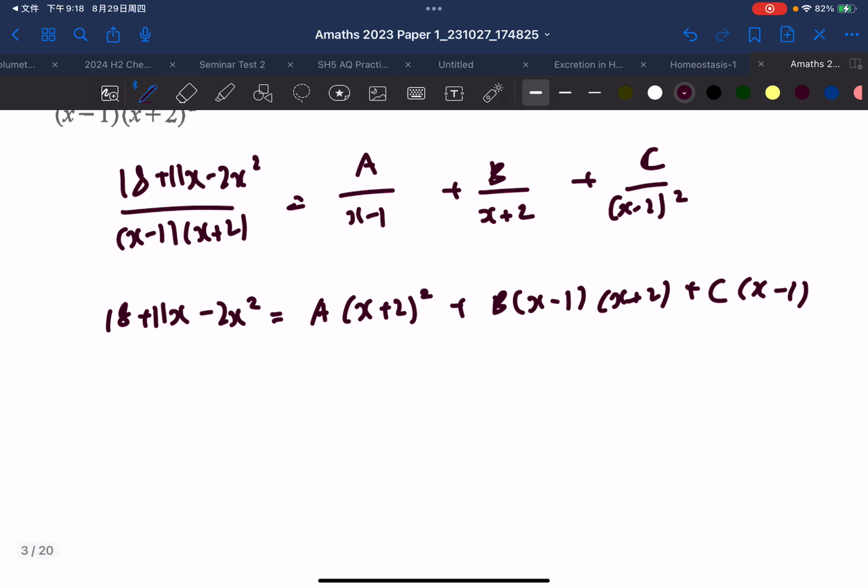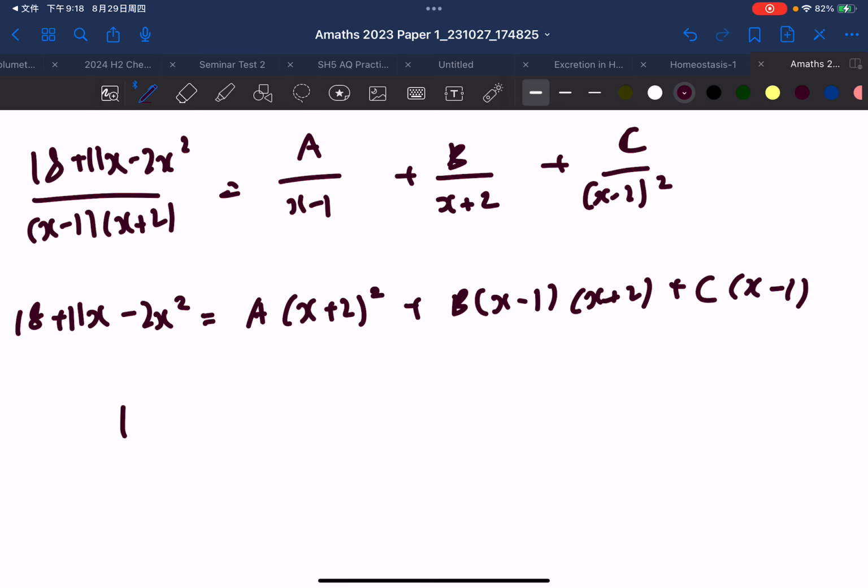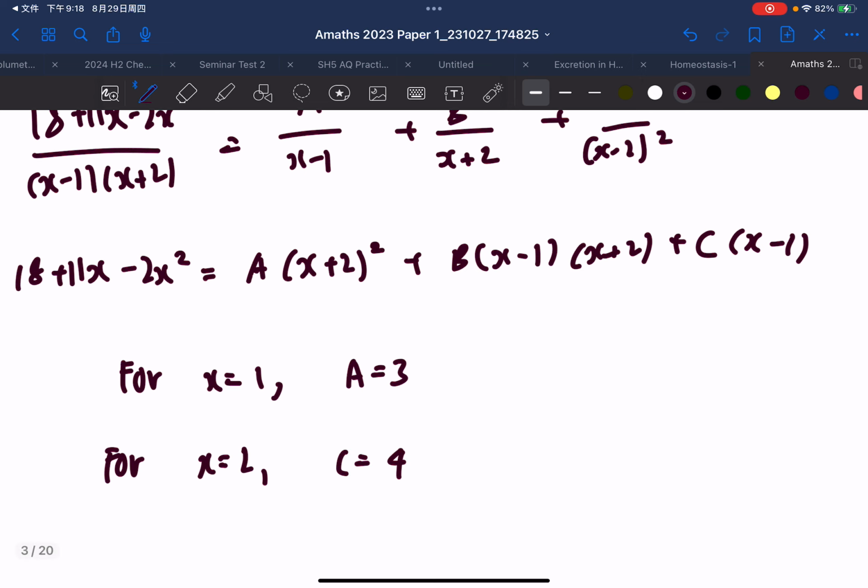So this question will be more effective if you sub in suitable values. So for x minus 1, you will be able to get a, A is equal to 3. If you sub in x is equal to 2, you'll be able to get C is equal to 4. If you sub in x is equal to 0, you'll be able to get B is equal to negative 5. Now, how do you decide what to sub in? You need to sub in the value such that either A, B, or C will become 0. Then you solve the other constant.